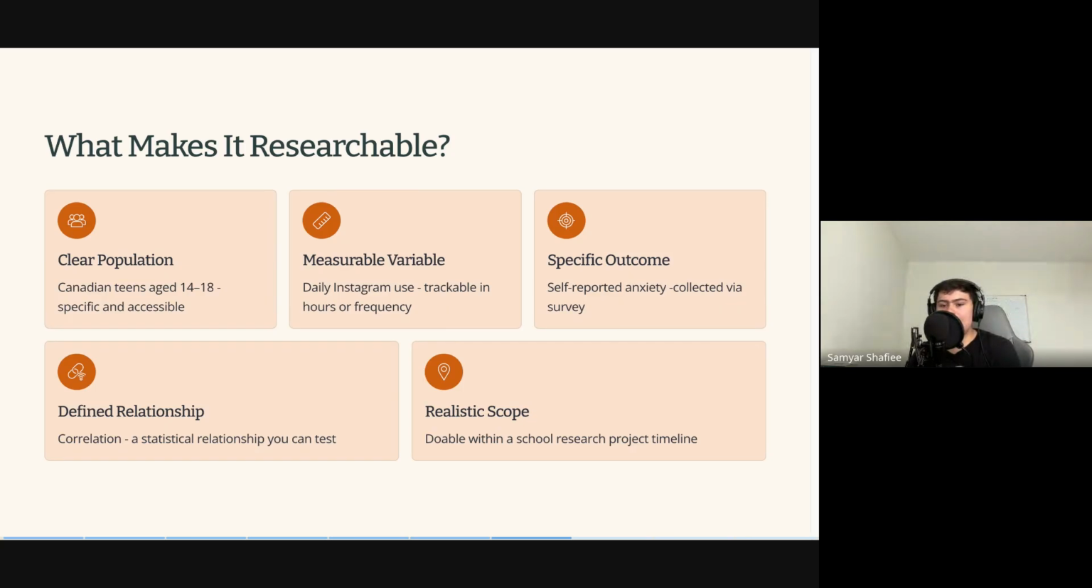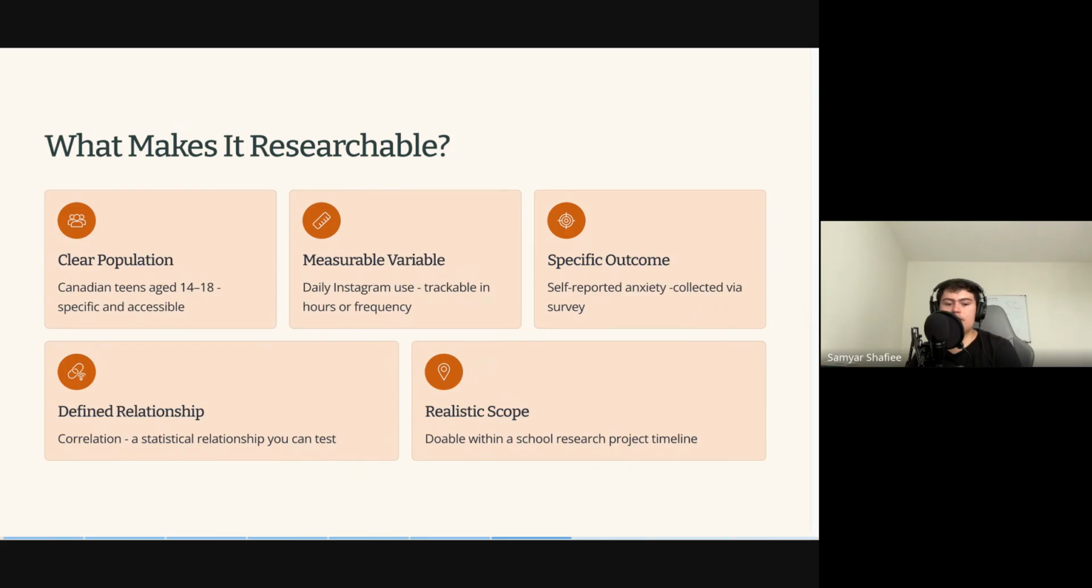So specific outcomes, self-reported anxiety collected by a survey. Now, this part is going to be the least accurate part of your research paper because people don't know themselves as much as biological numbers would. And if you leave it to them for self-reported anxiety levels, you can even cause a placebo effect. So you have to be very careful when collecting data using surveys.